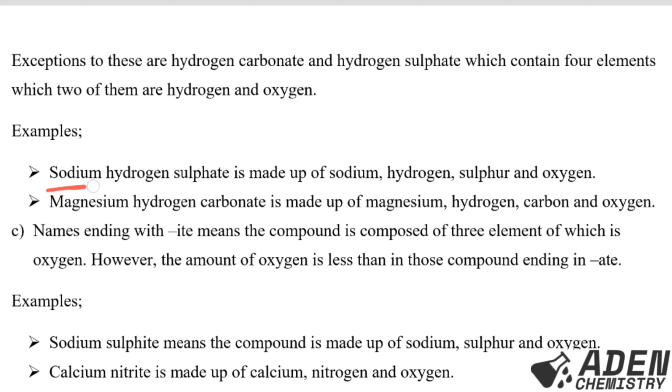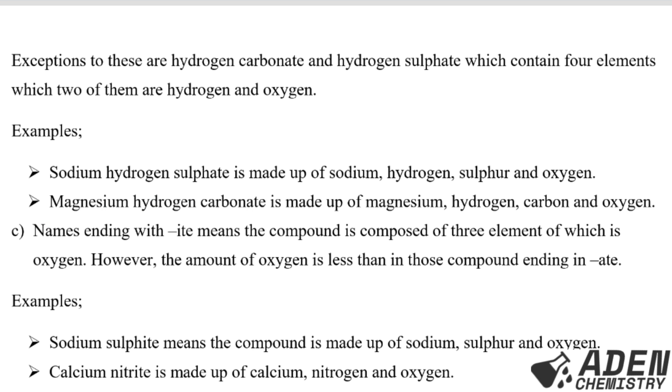In sodium hydrogen sulfate, the first element is sodium, the second element is hydrogen, then we have sulfate, which came from sulfur, and we also have oxygen there. Those are the four elements. Another example is magnesium hydrogen carbonate. It is made up of magnesium, which is the first element, then hydrogen, then carbon, and also oxygen, because carbonate came from carbon.